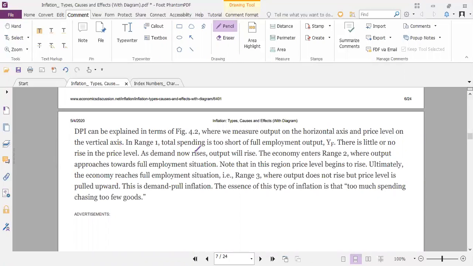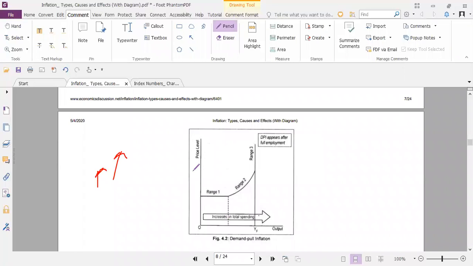In range 1, the total spending is too short of full employment output. So range 1, this is your range 1.